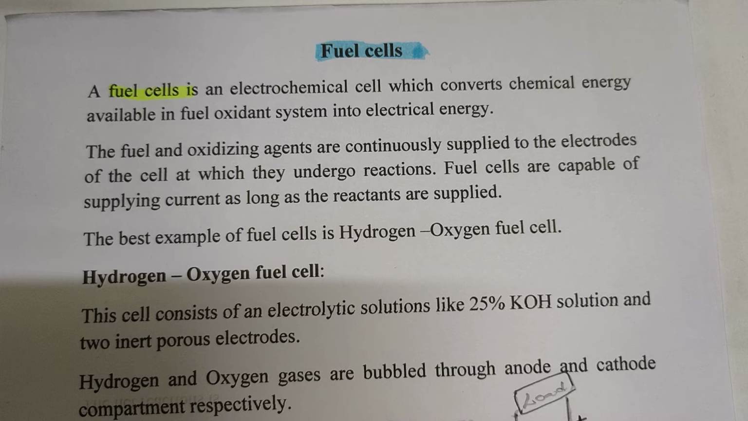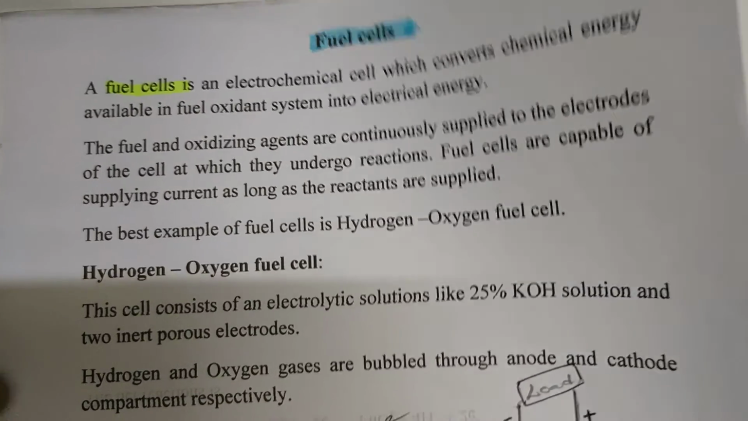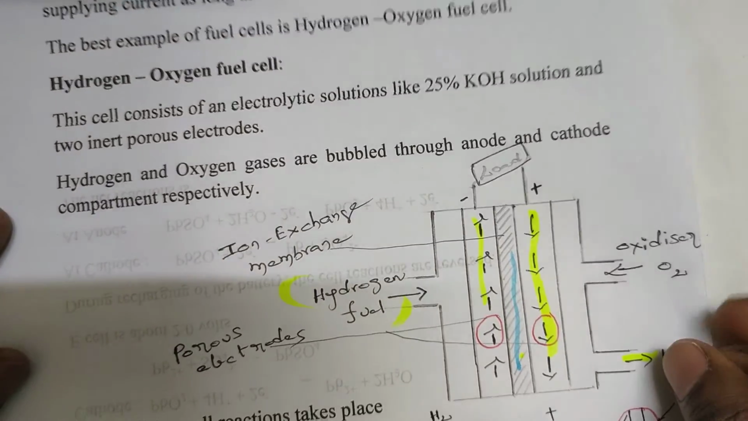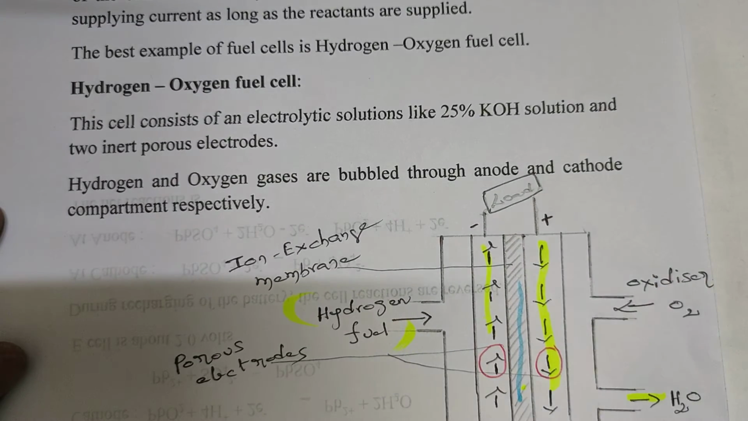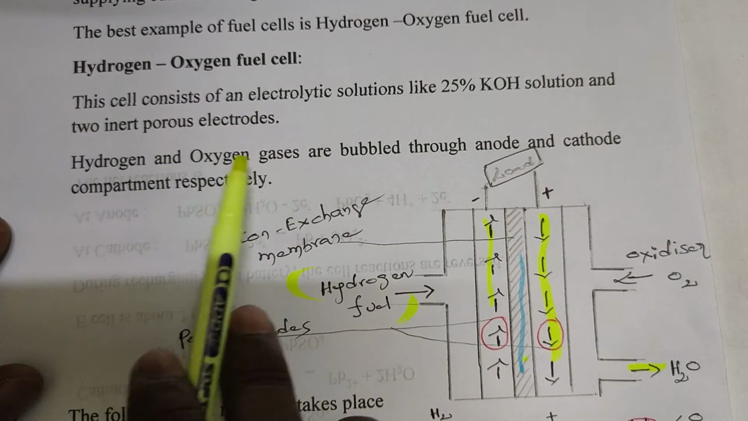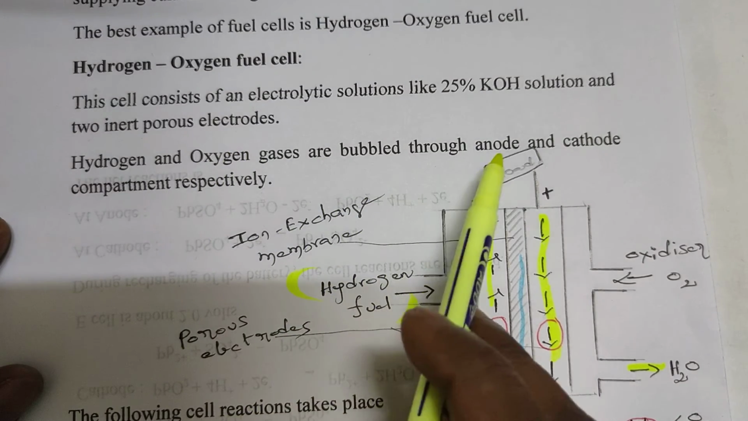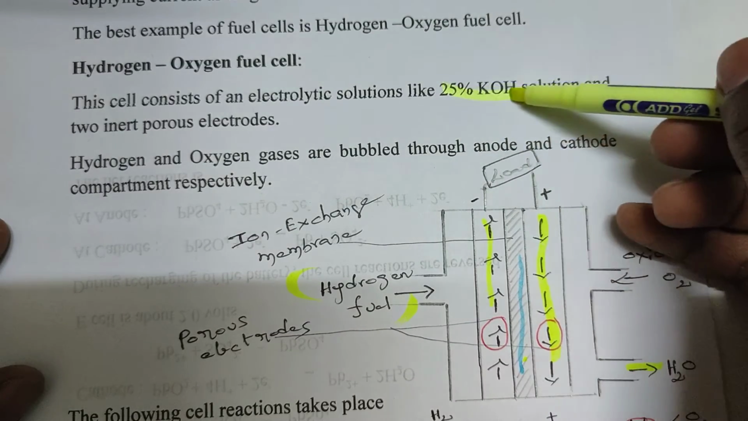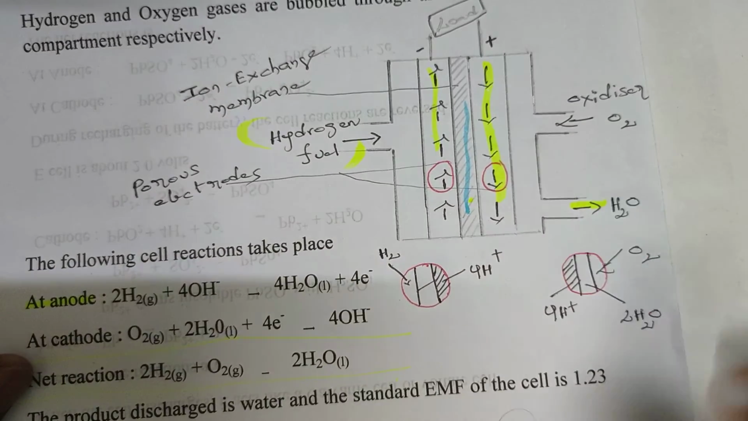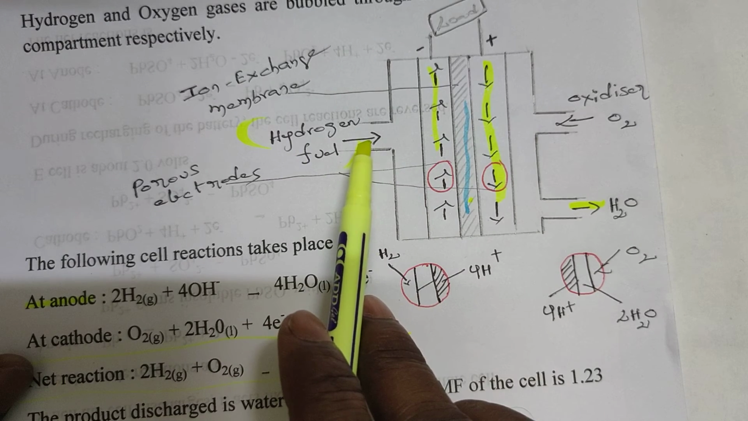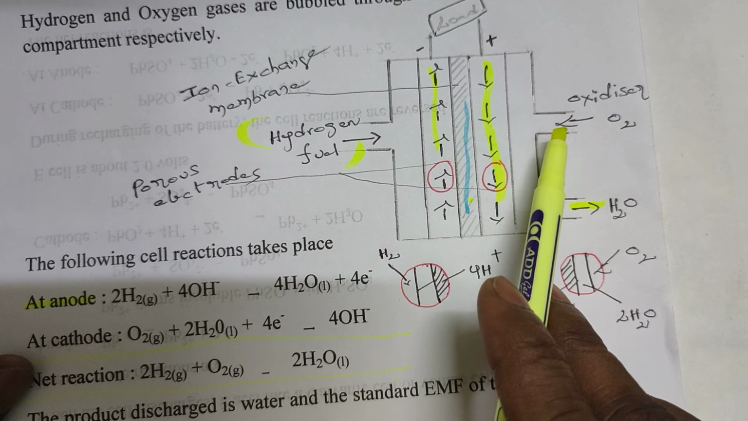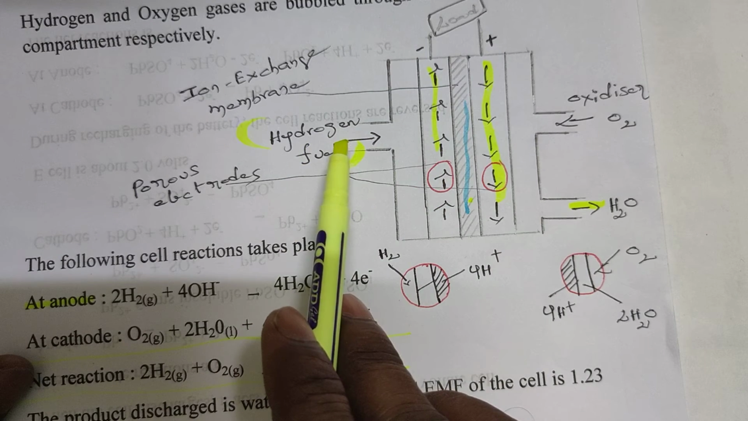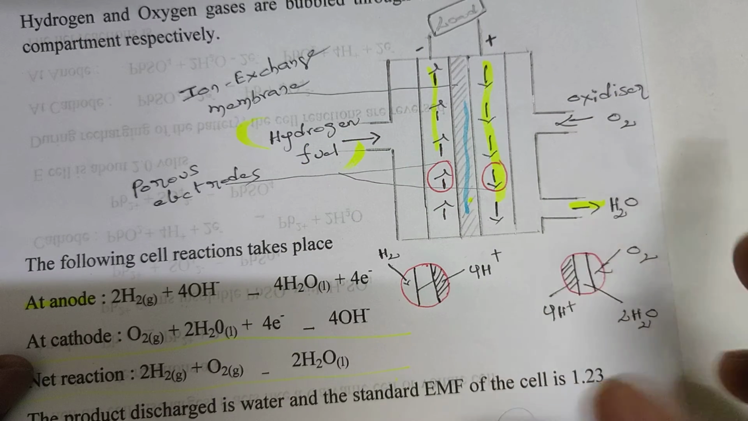Once the supply of fuel is stopped, the electrical energy is also stopped. The best example of a fuel cell is the hydrogen oxygen fuel cell. In the hydrogen oxygen fuel cell, hydrogen and oxygen gases are bubbled through the anode and cathode compartments, and the electrolyte solution is 25% KOH. From the left hand side we pass hydrogen gas, and from the right hand side we pass oxygen gas. Hydrogen gas acts as the fuel and oxygen gas acts as the oxidant.